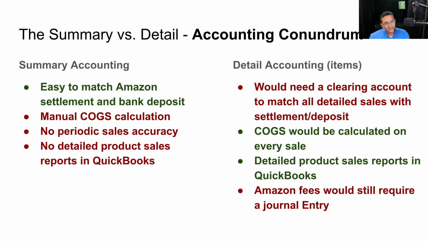If we go detail accounting, where we include the actual items, like I said, we would probably need a clearing account so we can match those payments, the multiple payments that add up to the sum of the entire 2-week period. But with item details, QuickBooks can essentially calculate COGS, whether it's on every transaction, daily or monthly, the movement of the inventory, whether QuickBooks will calculate the cost for you. And you could also do a detailed product sale. So you want to see in QuickBooks your sales by product.